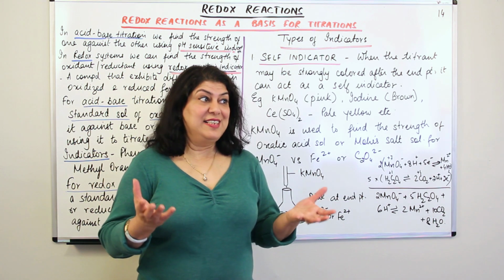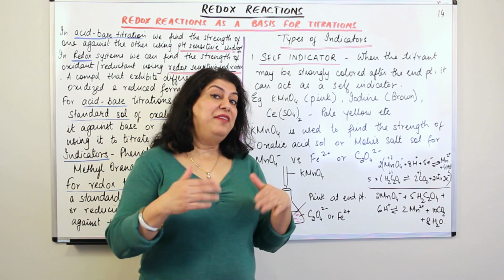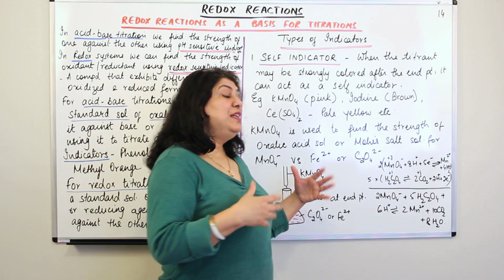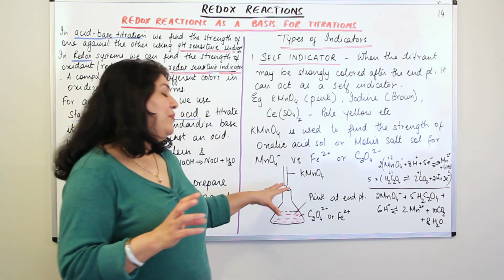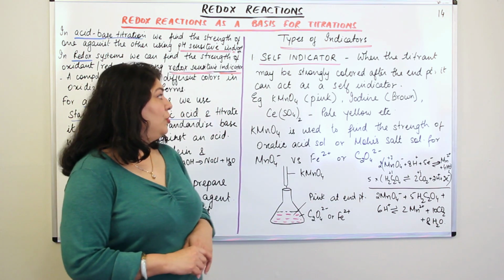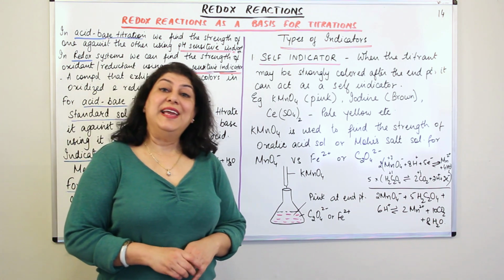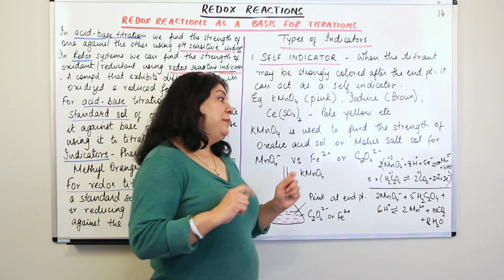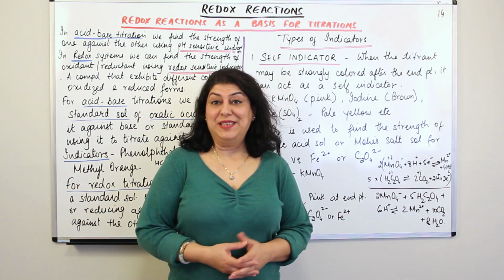And that theoretical basis makes you understand why we carry out titrations and why we need indicators, what is the role of indicators and how we can find out the strength of an unknown solution. So this was about the first kind of indicator, that was the self indicator. In the next video, I'll be telling you about the internal indicators. With this, I'll wind up today's video.